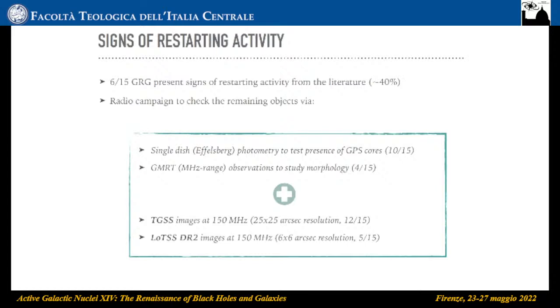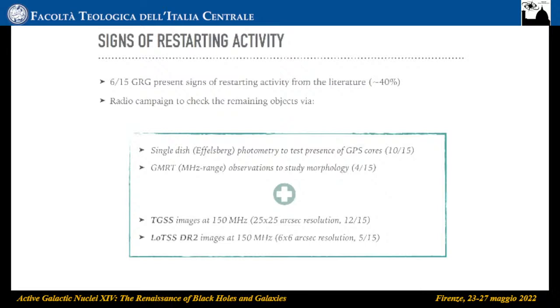So the first step, of course, is looking into the literature, because most of them, at least, have been studied in the past by other authors or from other surveys. So we found that 6 over 15 present signs of restarting activity, radio activity, that I will show you later. And this is already 40%. Then, starting from this step, we decided to take more radio observations, in particular with the single-dish Effelsberg radio telescope to probe the SED of the core and look for the GPS cores that are young radio galaxies.